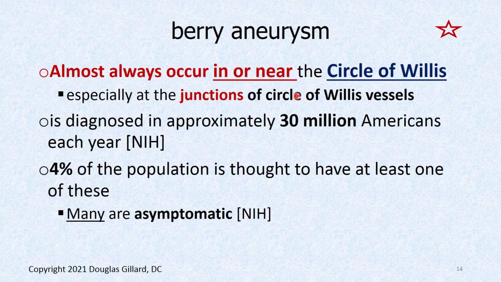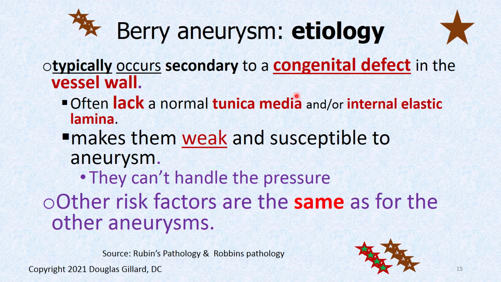So where do these things occur? They tend to occur at the junctions between the members of the Circle of Willis. I'll show you a picture in a second. About 30 million Americans a year are diagnosed with this. It usually causes a horrible headache, the worst headache of your life. 4% of the population is thought to be walking around right now with these, and most of them are completely asymptomatic and have no idea that they have them.